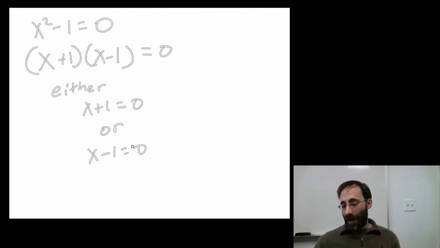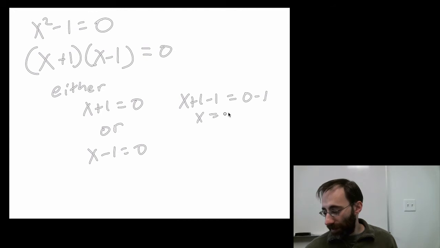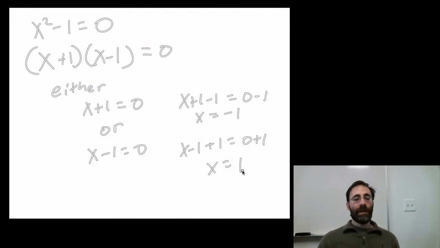Well, how do we solve them? Well, we can add the same number to both sides. So x plus 1 minus 1 equals 0 minus 1, or x equals negative 1 is one solution. And x minus 1 plus 1 equals 0 plus 1, or x equals plus 1. Again, I added negative 1 to both sides in the first case, and positive 1 to both sides in the second case.